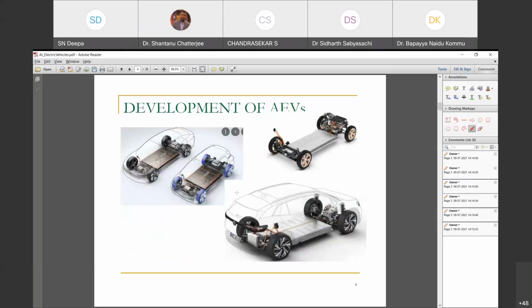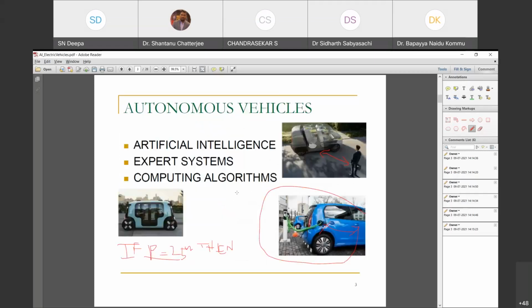So before going into why we are bringing AI and machine learning into this, what is the necessity? Otherwise, can't we do it? Yes, a normal electric vehicle is possible, with batteries and motors. But if I want a vehicle to drive without any person, I want it to be autonomous driving, then there are no options. You have to go for AI.